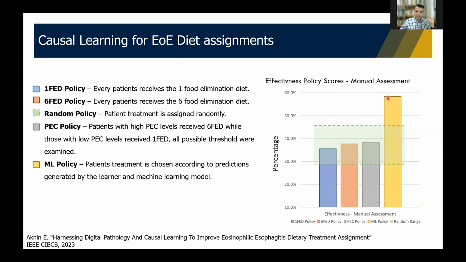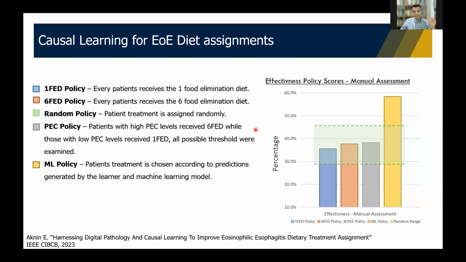And the nice thing is that what you can see in the yellow bar is the AI assignment policy. So the AI gets the biopsy, calculates all the 70 scores I described before. And based on this, it decides whether the patient should get a 1-fed or a 6-fed. And in this case, we see that the effectiveness is now almost 60%.